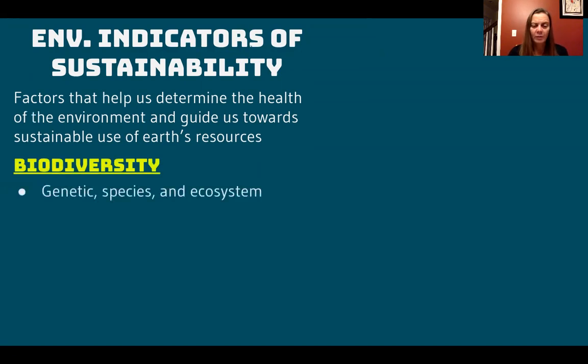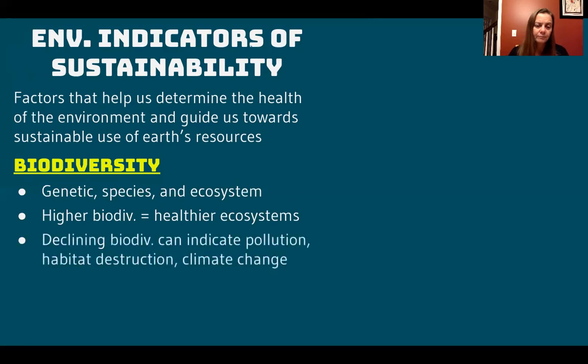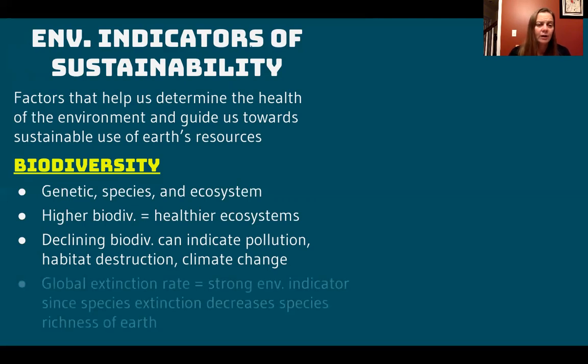We've talked before about biodiversity, that we measure it on 3 different levels: genetic diversity, species diversity, and ecosystem diversity. If we have higher biodiversity, we have healthier ecosystems, more able to survive a disruption, more resilient, more resistant. When we have declining biodiversity, that can be an indicator of a pollution problem, it can be an indicator of habitat destruction, it can be an indicator of climate change.